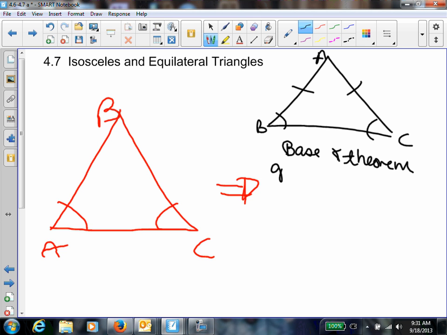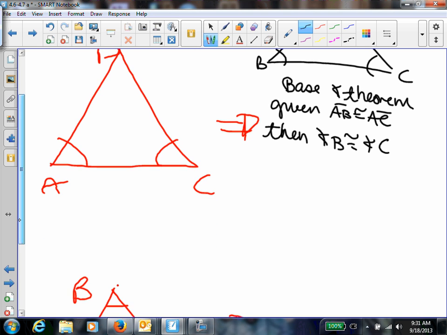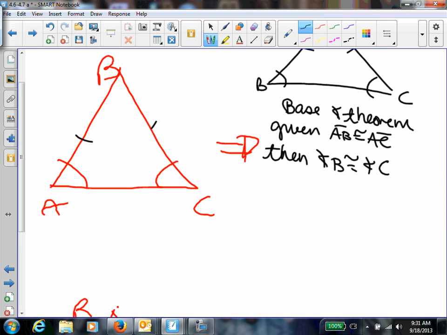That given AB is congruent to AC, then angle B is congruent to angle C. Now the converse of this, which you also want to know, says given that these angles are congruent, then we can say that AB and BC are congruent.